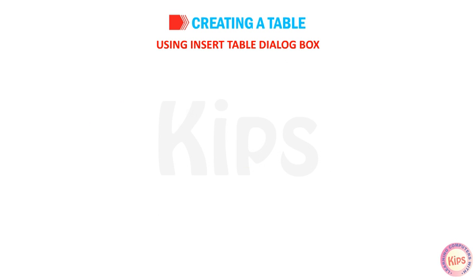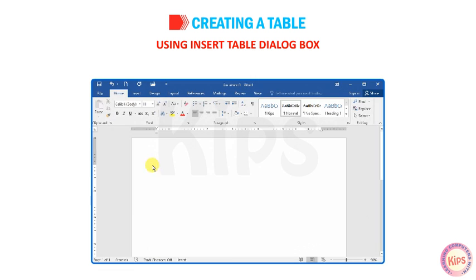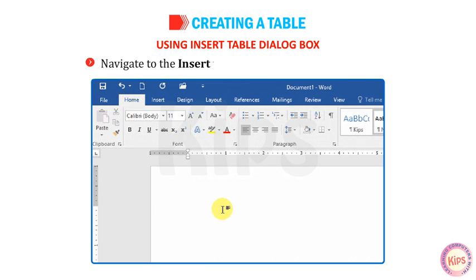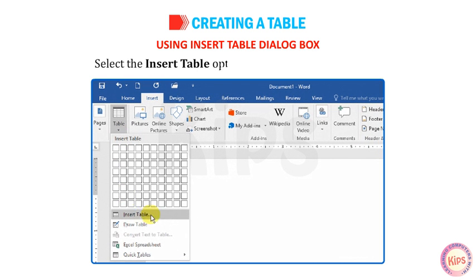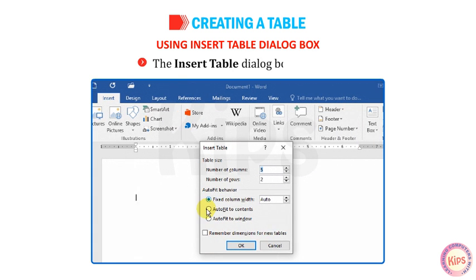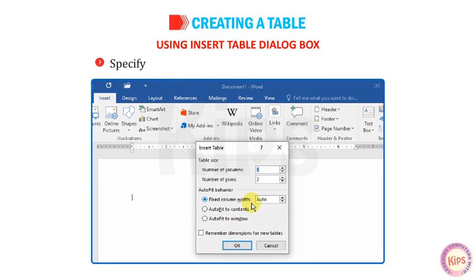Let's learn to insert tables using the Insert Table dialog box. Navigate to the Insert tab and then click the Table button. Select the Insert Table option from the drop-down menu. The Insert Table dialog box appears. Specify the number of columns and rows and click OK.